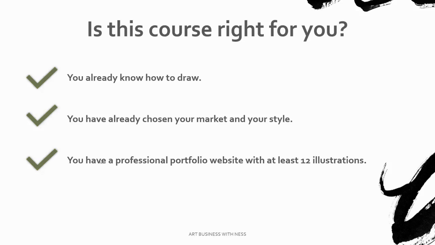You already have a professional portfolio website with at least 12 illustrations. Again, this is material from level 1. All of the methods that we're talking about in level 2 take into account that you're going to have a portfolio that you're able to link to people. When you contact them, you're always going to bring them back to your portfolio. So either you already have a portfolio or you're working on it. I have some students that are not done with their portfolio, but they wanted to get into level 2 right now and start learning about that.